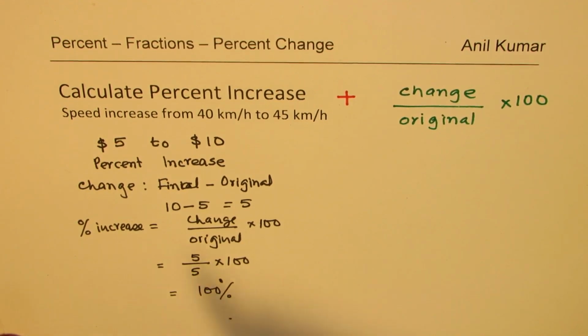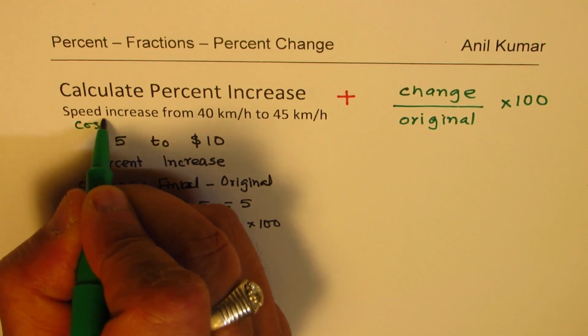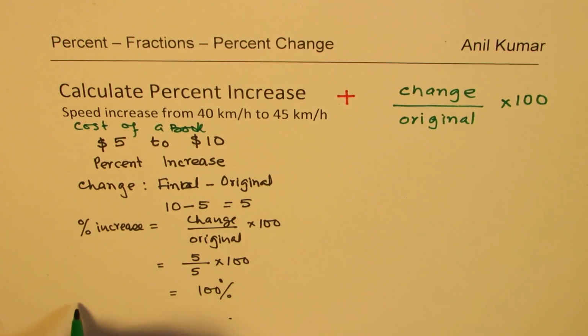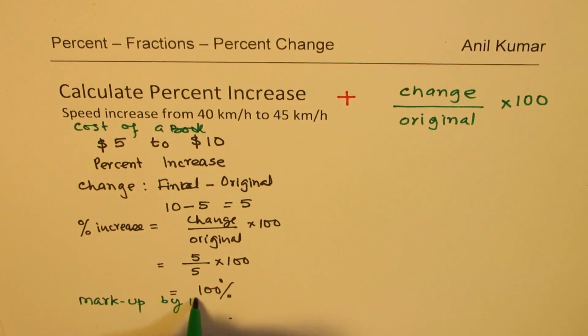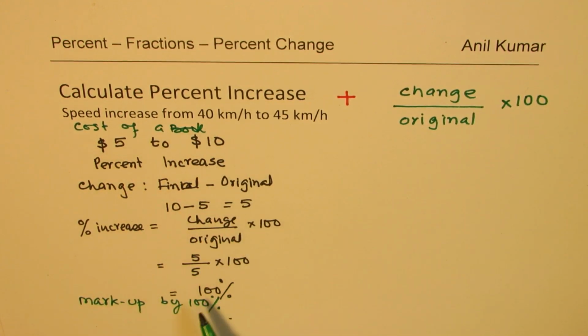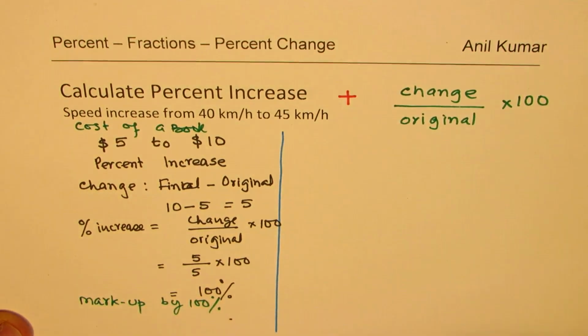So we also say, in other words, if it is the cost of a book, we will use the word markup by 100%. So when I use this term markup by 100%, it means the price has been increased by the same amount, right, as the cost itself. Do you get an idea? So we are introducing you to another concept where percent, fractions and all this, percent change, will be of huge importance to us, right? Now, let's take another example.